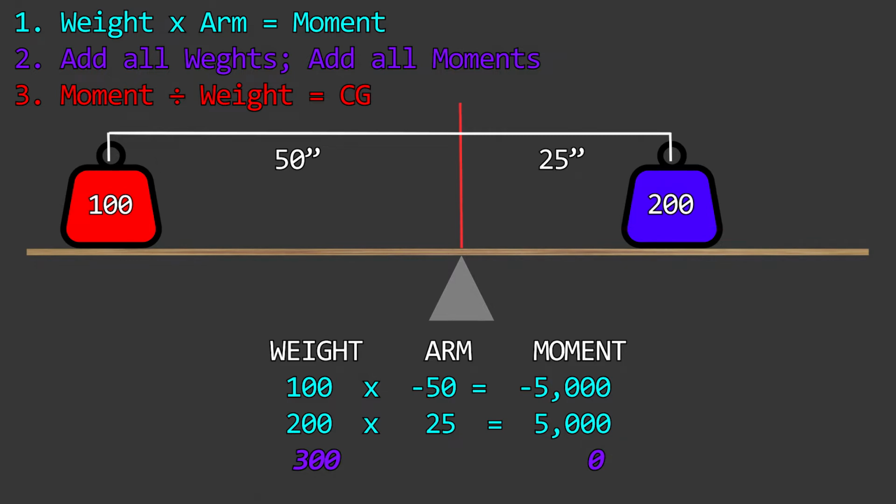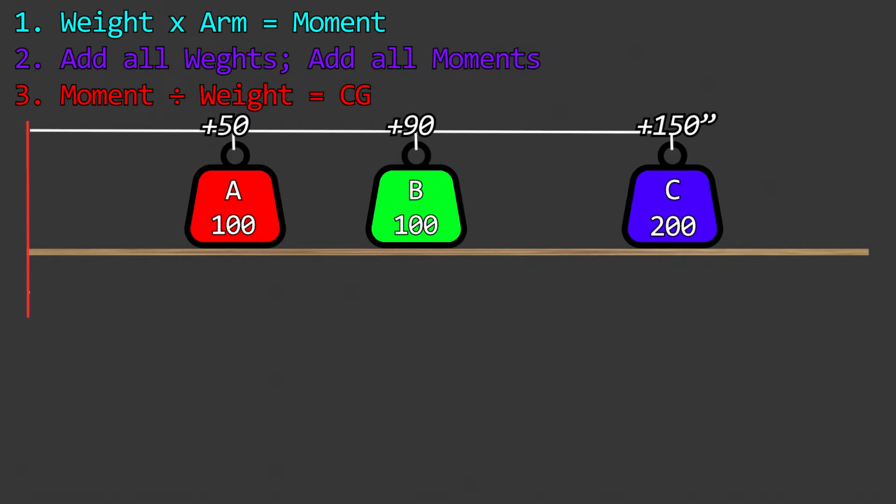That's simple, right? Let's take this a step further. Sometimes the reference datum, where we measure distances from, might not be in the middle. Where is the balance point? We still have the same 3 easy steps.